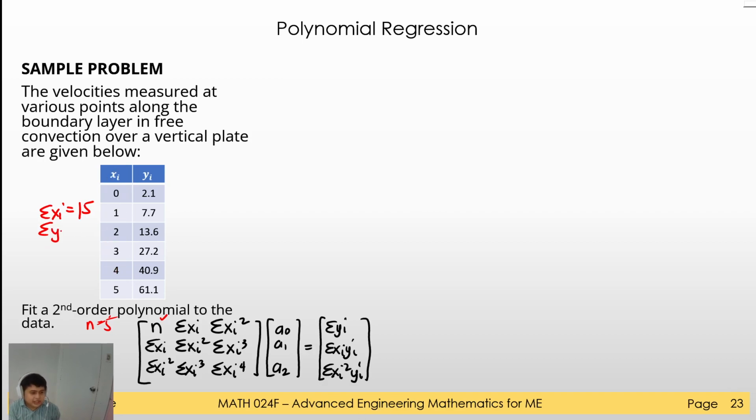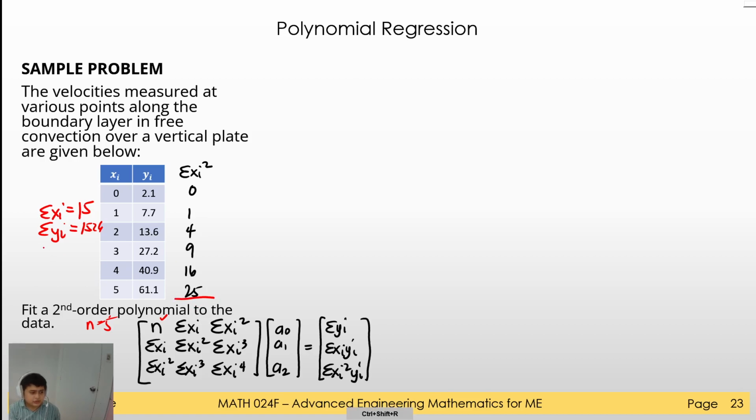The summation of y is 152.56, so that is not 56 but 152.6. That is the sum of all your y's here. And then we want to solve for the square of xi. We just square each one independently, so we have 0, 1, 4, 9, 16, and 25. So finding the sum of this, what do we have here?